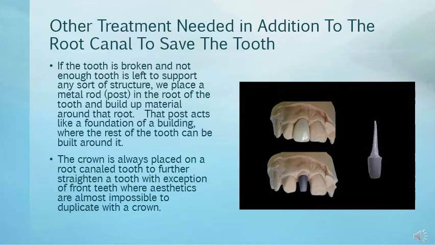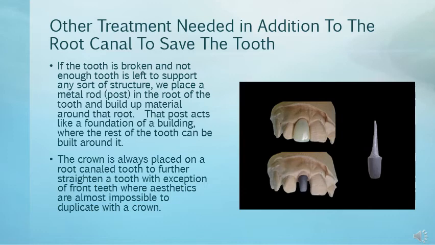We cement a metal rod inside one of the roots. This metal rod attaches everything above the gums to the roots. On the other hand, if there's enough tooth structure, we just fill in the hole without the metal rod. We call this the buildup.